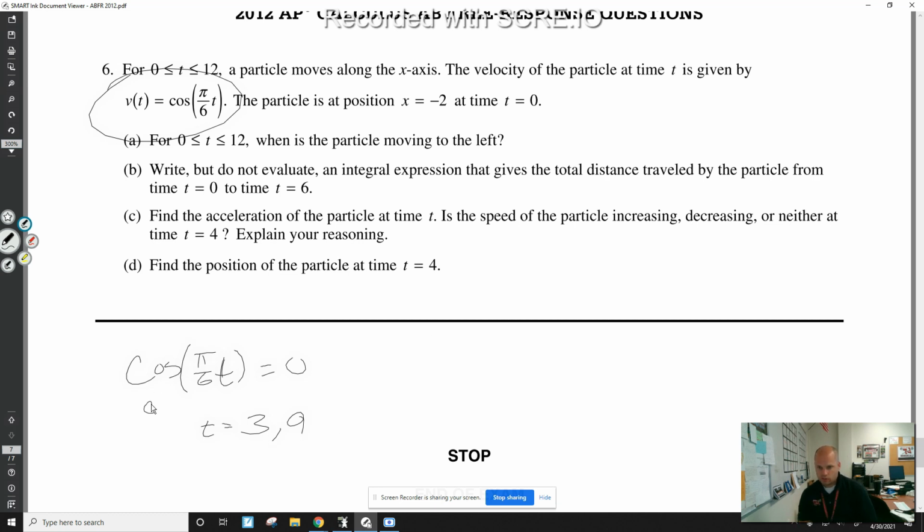Now, can you turn this into y, say 3 pi, and then multiply by 6 and divide by pi? Yes, sure, but it's not as hard. And then 3, 9, let's see, if I plugged in 10, it's the cosine of 10 pi over 6. That's 5 pi over 3. The cosine of 5 pi over 3, that's the fourth quadrant, is positive. If I plug in 6, cosine of pi is negative. If I plug in 1, the cosine of pi over 6 is positive. So when we're moving left is right between 3 and 9. Evaluate an integral expression that gives the total distance.